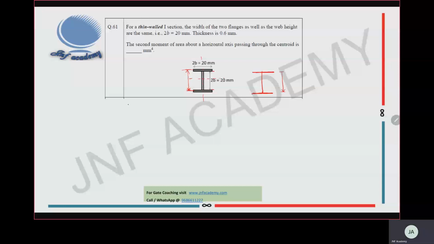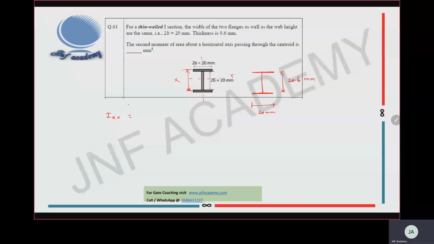Now let us take like this. 0.3 I have to take on either side. So 20.6 mm will come. Here there won't be any changes, 20 mm. Okay. Here they're asking second moment of area, that is moment of inertia, about horizontal axis, X-axis.